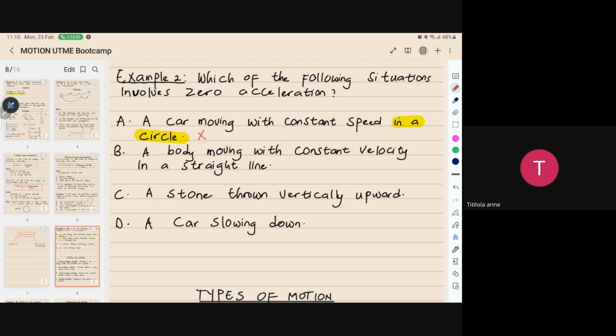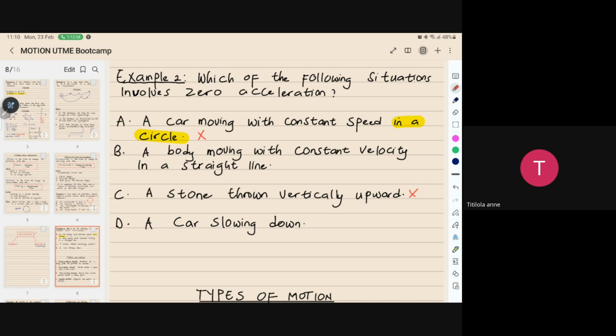A body moving with constant velocity in a straight line. Let's come back to that. A stone thrown vertically upwards. When you are throwing something upwards, initially it will move with a bit of force and then keep reducing. So there, something is changing. So here we are off.